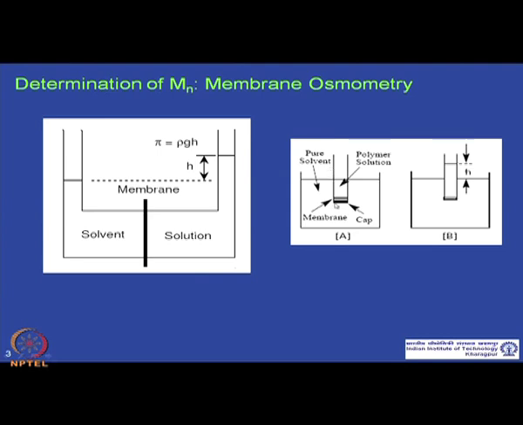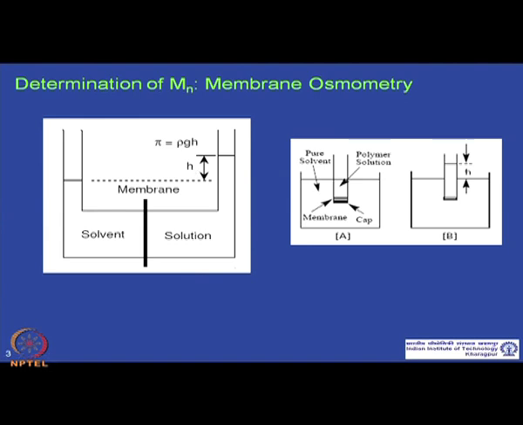Similarly, you can design another equipment where you have a polymer solution in this capillary, separated by a semi-permeable membrane which is only permeable to the solvent molecules, and as a result of osmosis the pressure on the polymer solution side goes up. This excess pressure, here and in this case, is called the osmotic pressure.